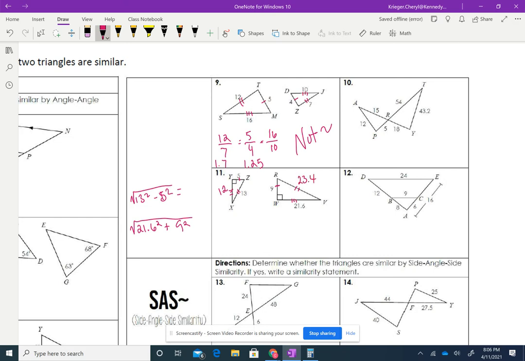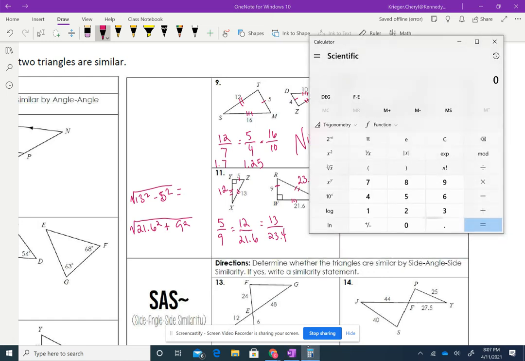Okay, so let's go ahead and set up our proportions. I'll do small over big. 5 went with the 9. The 12 went with 21.6. And the 13 went with 23.4. Okay, and we'll just reduce. 5 ninths. 5 divided by 9, 0.5 repeating.